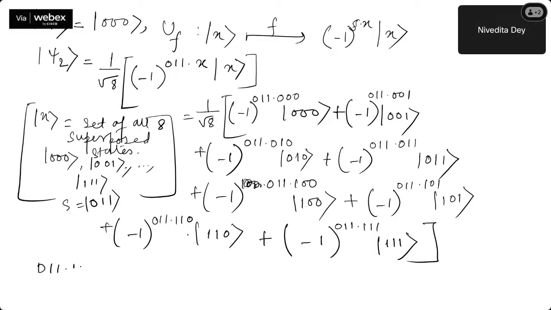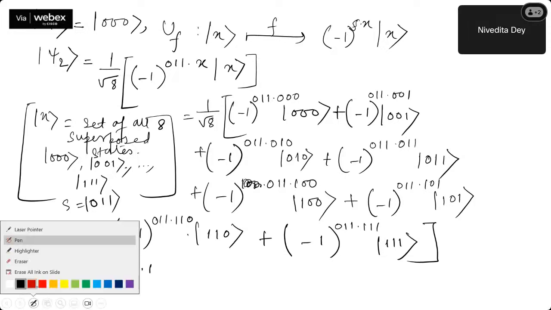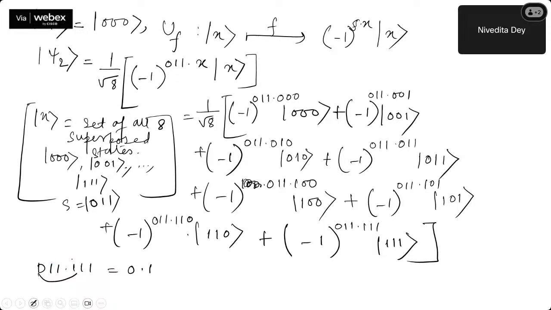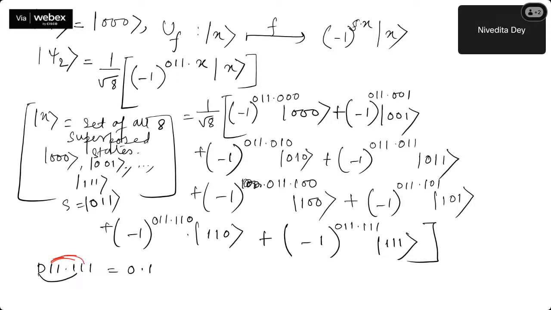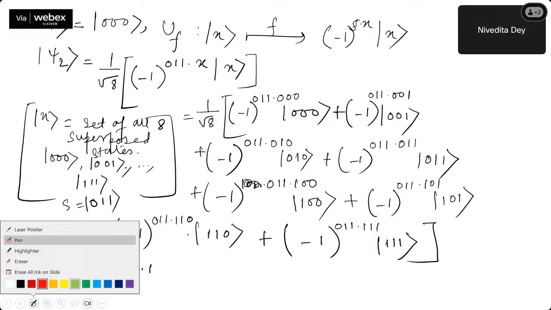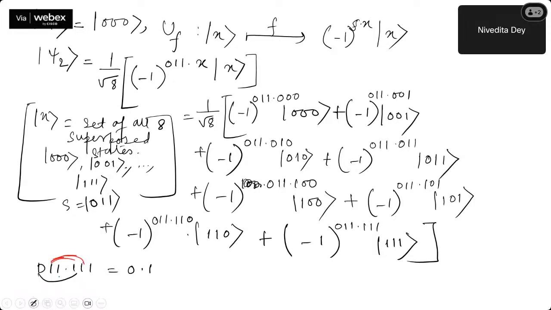So 011 dot 111 means 0 into 1, then 1 into 1, and this one, and this one.